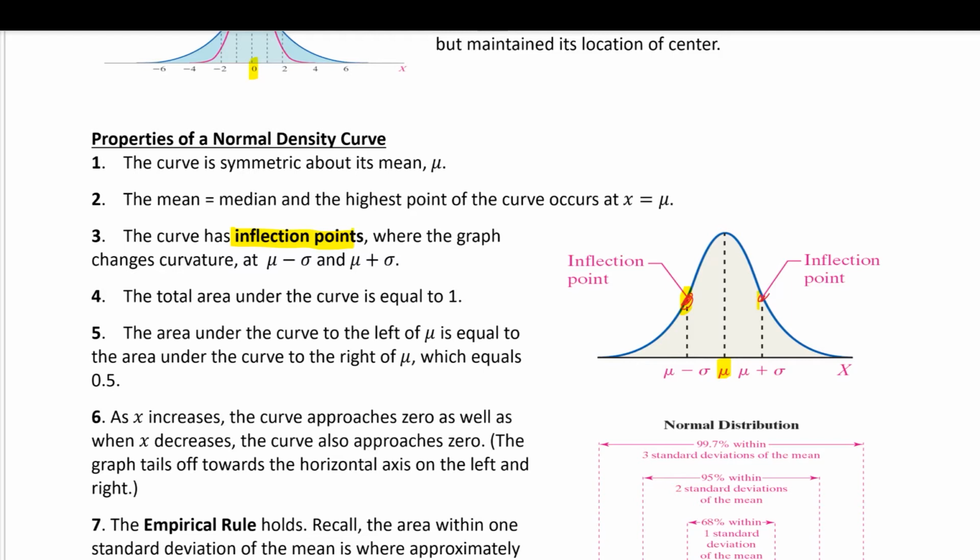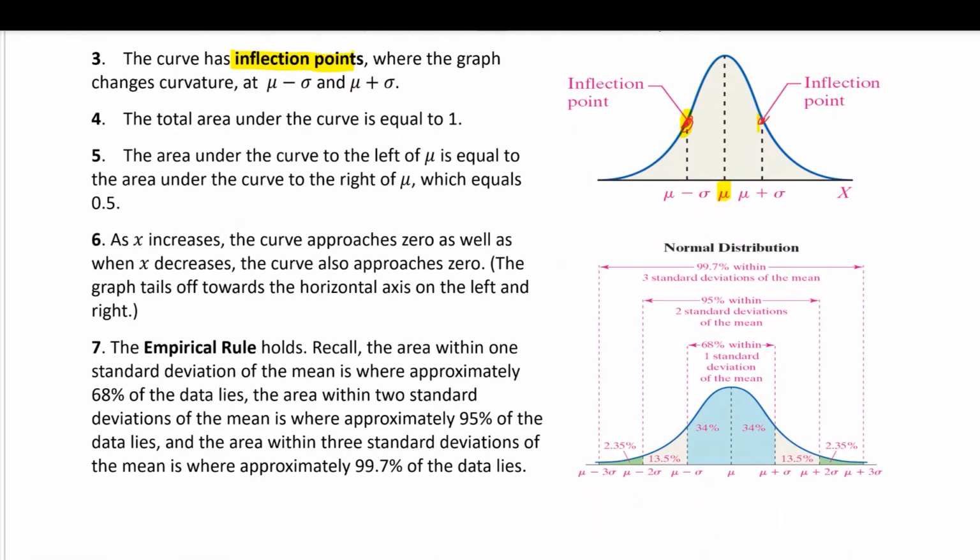Again, the total area underneath this curve is equal to 1. The area under the curve to the left of mu is equal to the area under the curve to the right of mu, which is equal to 0.5 on both sides. So the mean splits this area into 50% and 50%. All right. Now we also know that the tails here, it doesn't go straight to 0. It actually asymptotically gets closer and closer to 0, but doesn't really hit 0.